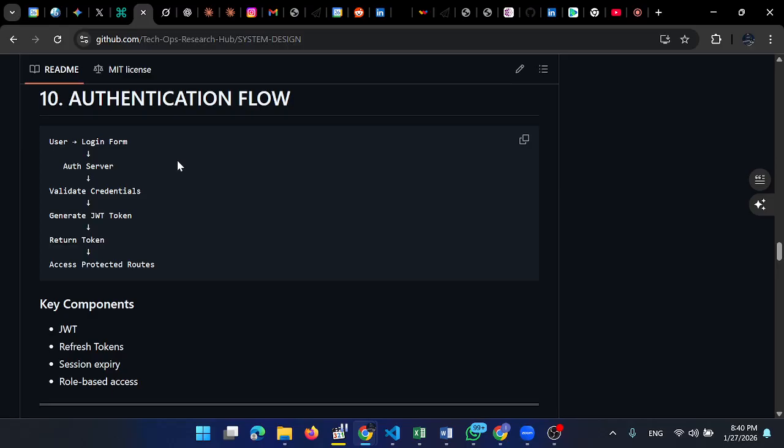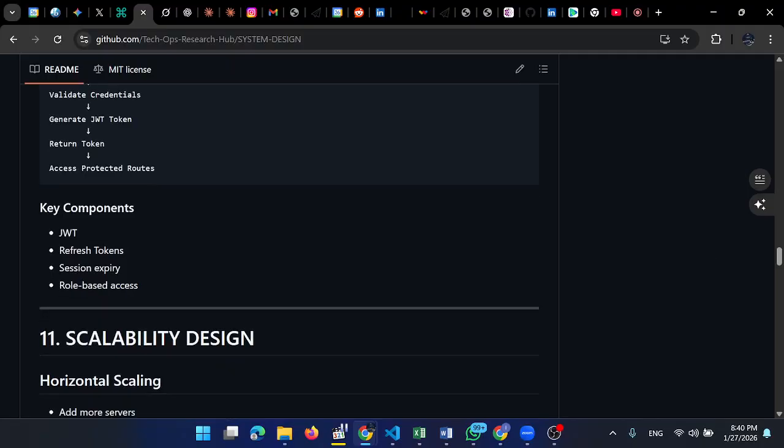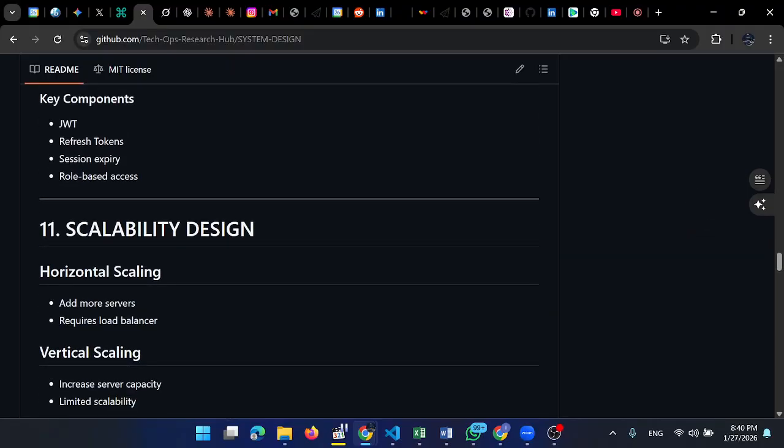So let's look at some of these key components. Under the key component sections, we have what we call JWT, then we have refresh tokens, and then we have session expiry, and then we have role-based access. And most of these key components have different perspectives, right? Because all of them are doing different functions. Like the JWT operates differently. The refresh tokens operate also differently. The session expiry operates differently. And then there's the role-based access, very, very important. So these key components are very, very important.